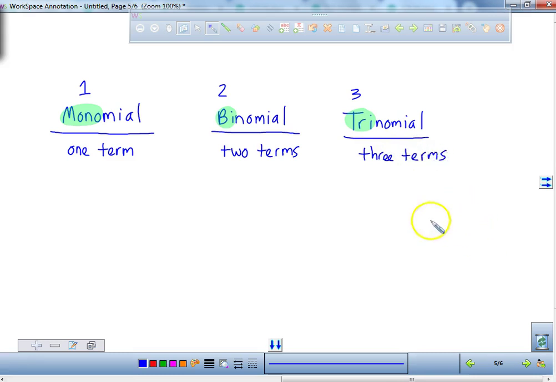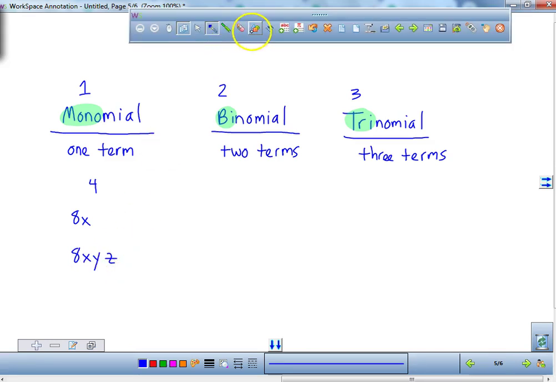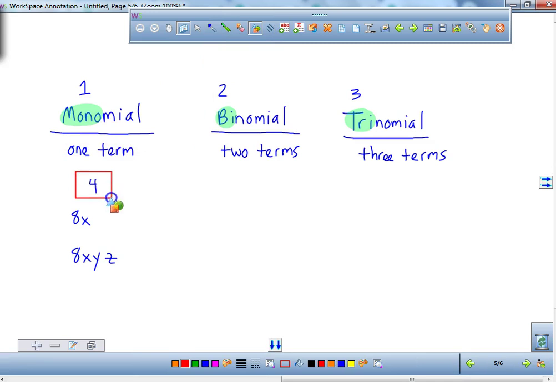Now, let me give you some examples of monomials. A number, just by itself, a coefficient, 4, that's considered to be a monomial. If I said 8x, that's actually a monomial. So what do we have to do with the 8 and the x? They're being multiplied together. I could say 8xyz, because technically, what do I have to do with the x, the y, and the z? Multiply it all together. These are all considered to be how many terms? That's 1 term. Those are all 1 term.